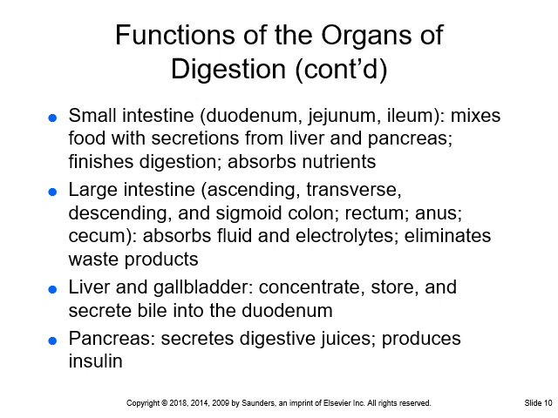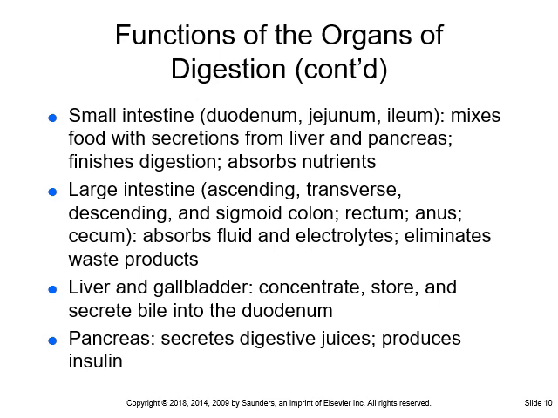The large intestine includes the cecum, ascending colon, transverse colon, descending colon, sigmoid colon, the rectum, and anus. It is about 2.5 to 7 centimeters in diameter and 1.5 meters long. It absorbs fluid and electrolytes and eliminates waste products.